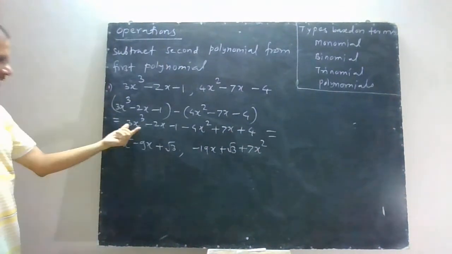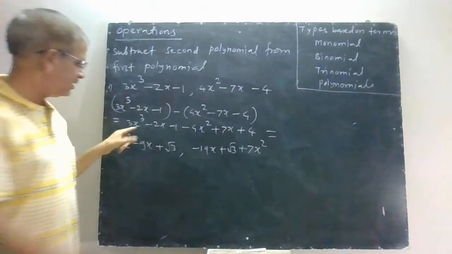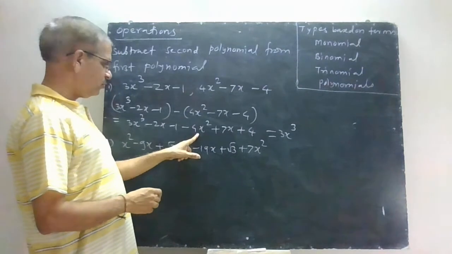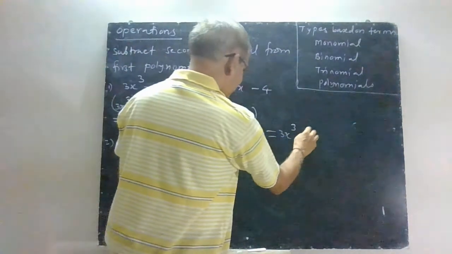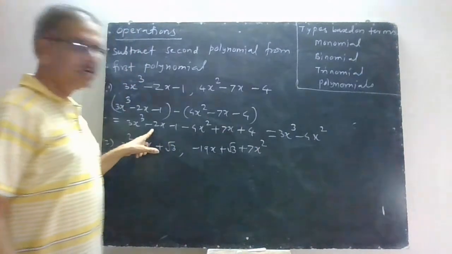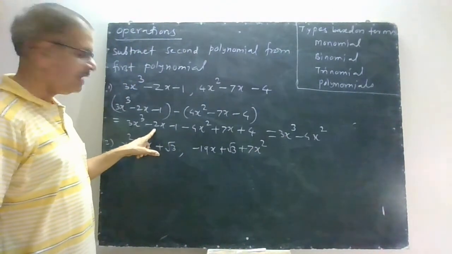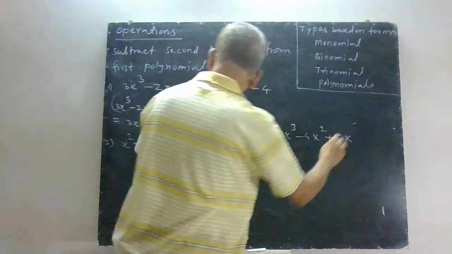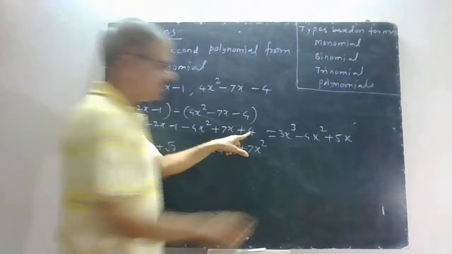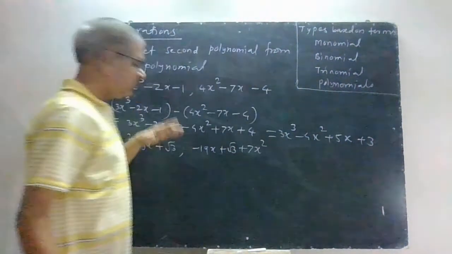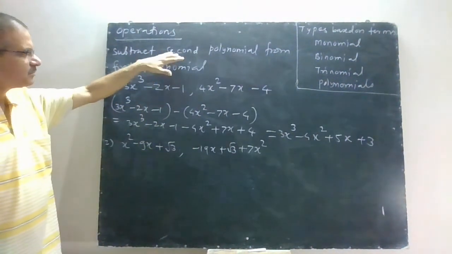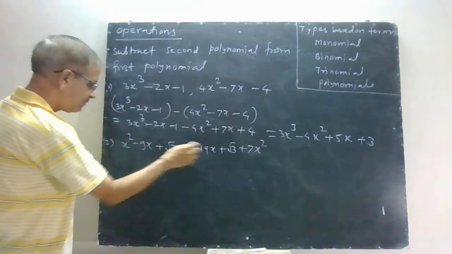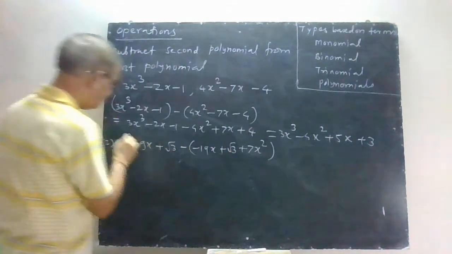Now this becomes 3x cube. There is no term of x cube in the second polynomial, so 3x cube will be as it is. Then the quadratic term, there is only one quadratic term here, it is minus 4x square. Then there are two terms of the linear one, that is having degree one, minus 2x plus 7x, that gives you plus 5x, and this is minus 1 plus 4, that gives you 3. Now the theme is the same one, subtract second polynomial from first one. That means you have to subtract this from the first one.